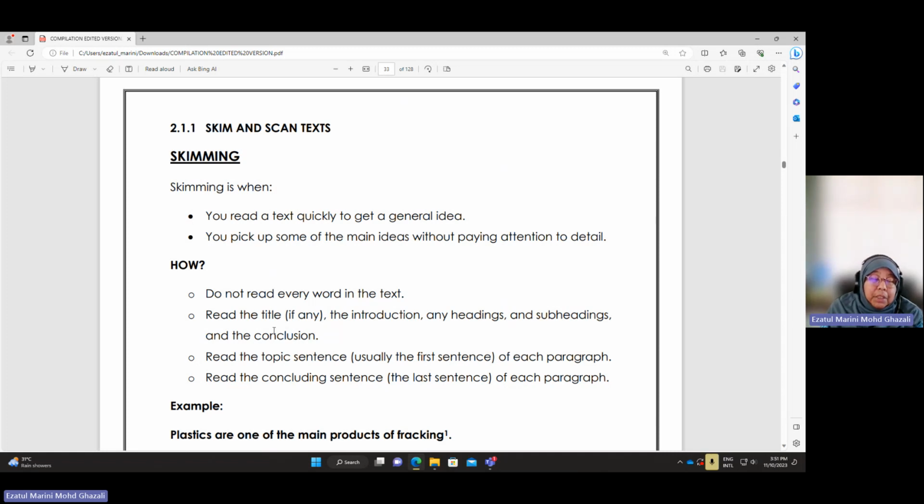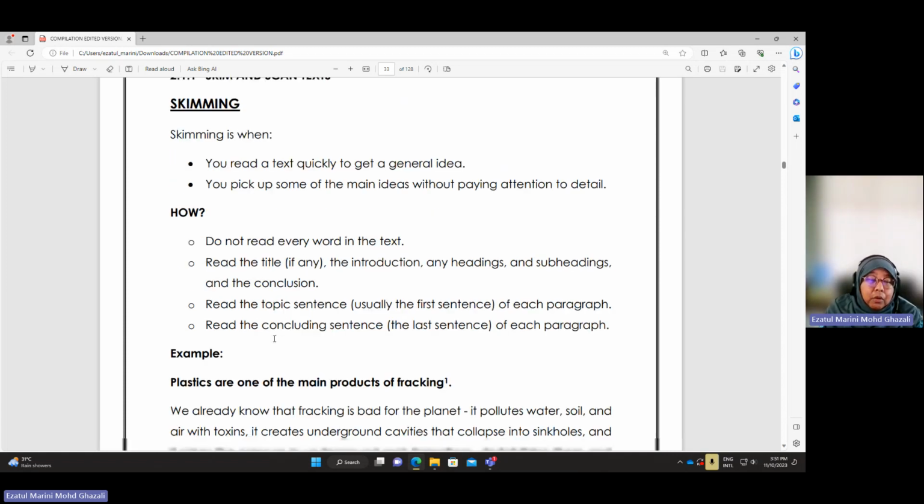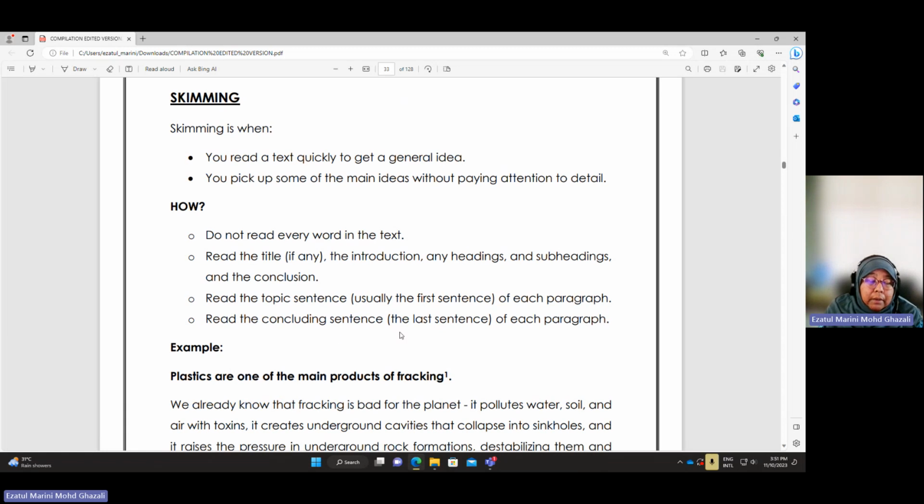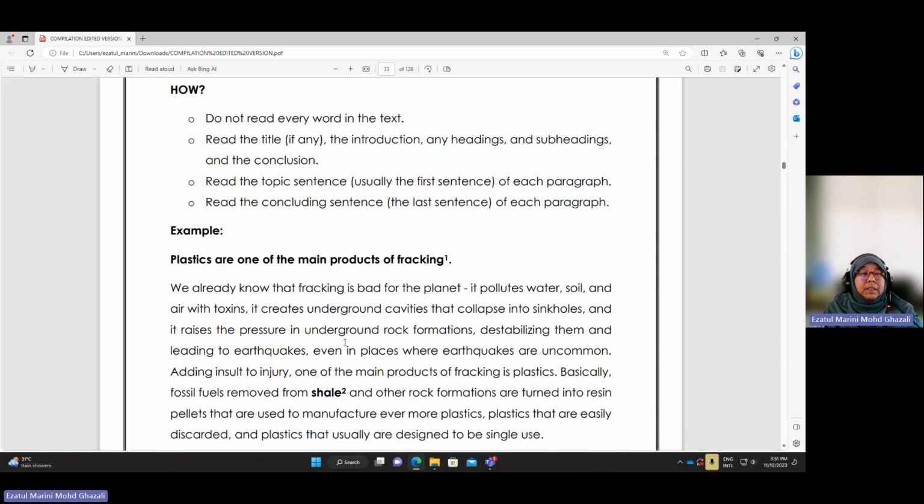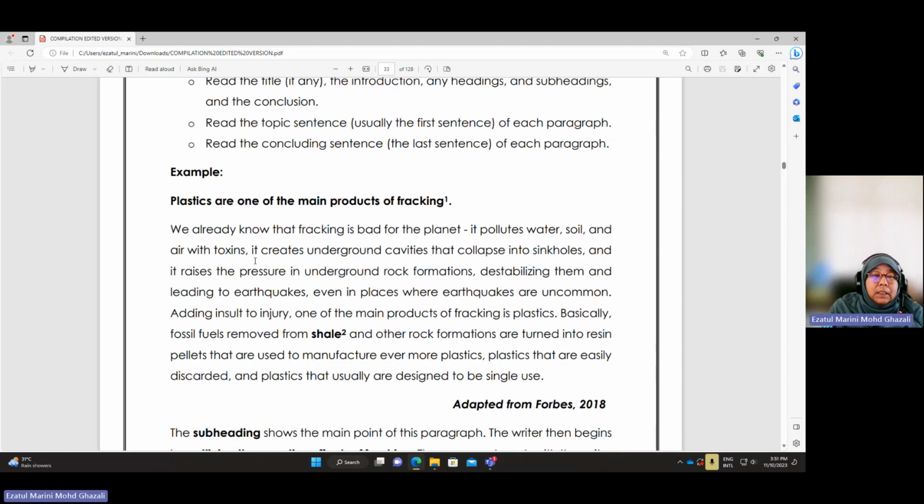Topic sentence is usually the first sentence of each paragraph, usually, not every time. Then read the concluding sentence, that is the last sentence of each paragraph, right? For example, here is a paragraph about fracking.